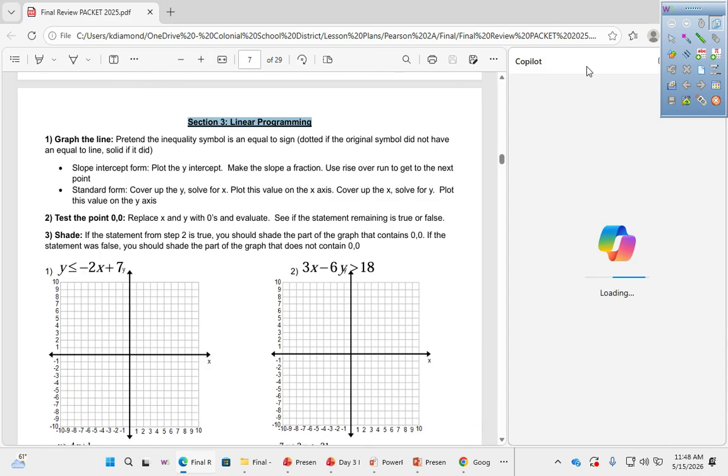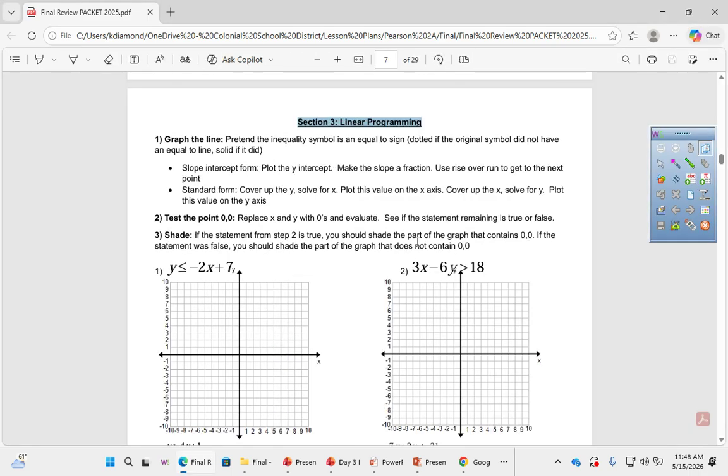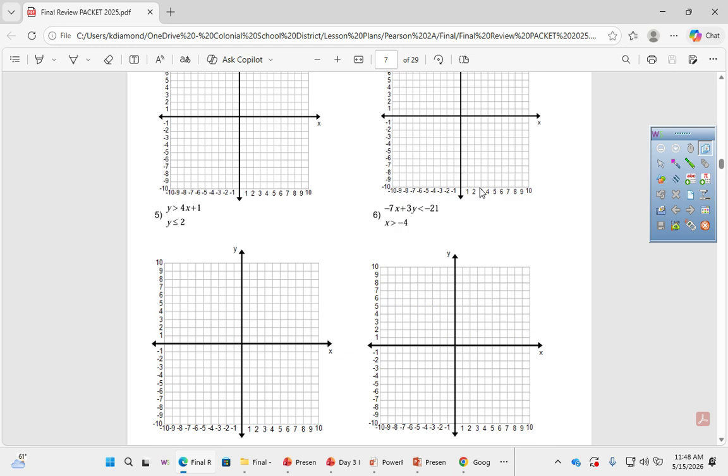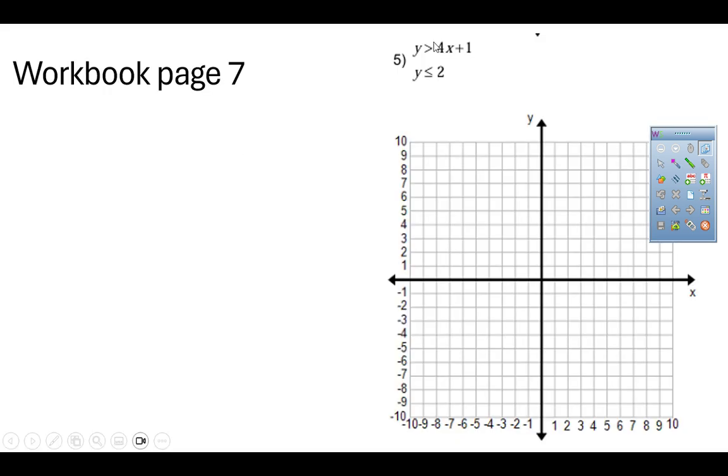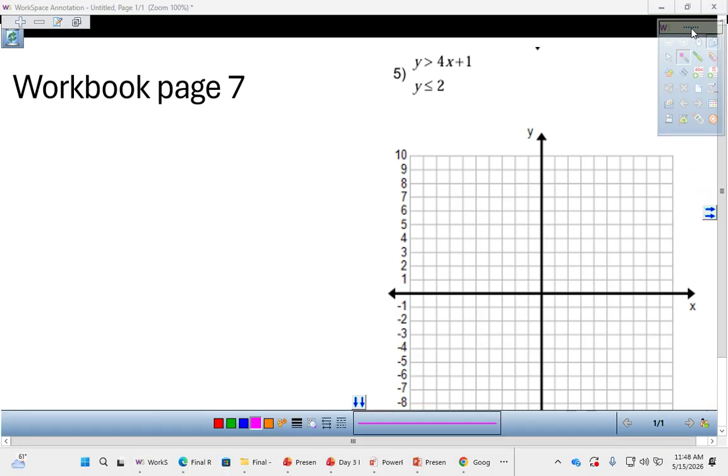So these are where the examples are that I'm doing, and I'm actually going to do examples 5 and 6 because if you can do a system, then you can do a single. So this example is on page 7. I want to take my time to graph each of these lines separately.